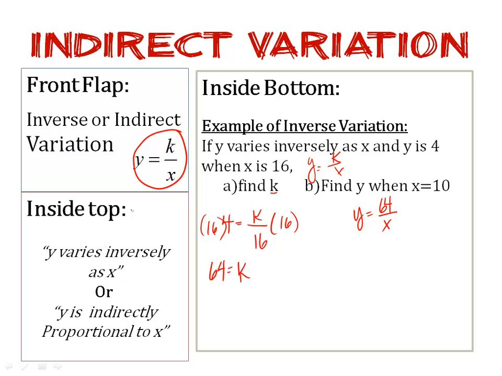Now I can finish part B. Find y when x is 10. So y equals 64 divided by 10, and that would give me 6.4. Some of these problems will have decimal answers. If that's the case, we round to the nearest hundredth, so 2 decimal places. This one only has a tenth place, so I can stop right here. That's the indirect, so make sure you know that equation, k over x.